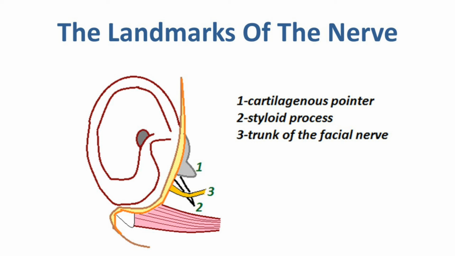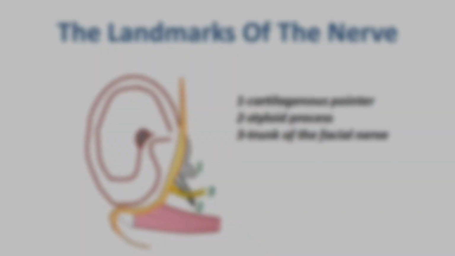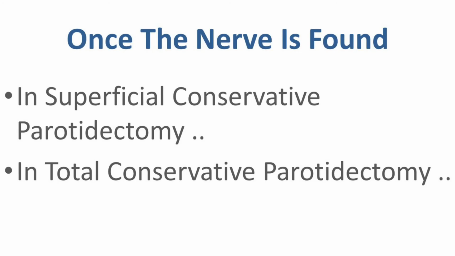Dissecting the area directly posterior to the pointer takes us to the styloid process, the posterior limit of our dissection, since the nerve travels just lateral to the lower part of the styloid process. Once the nerve is located, then all that is left is to carefully dissect just over the plane of the nerve in the case of a superficial parotidectomy, and around the nerve and its branches in the case of a conservative total parotidectomy.